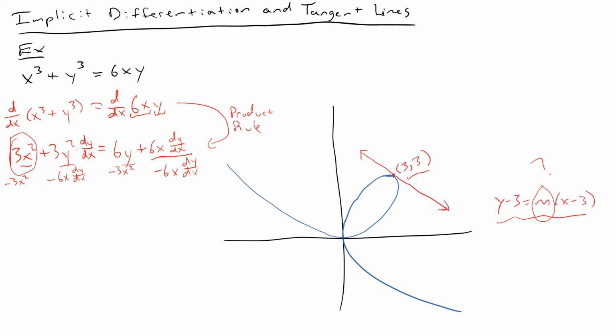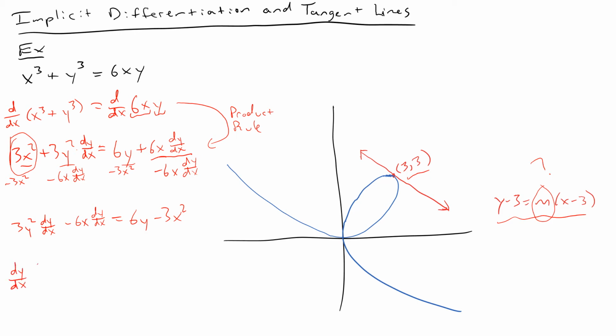And after doing all of the subtraction, what I have is 3y squared dy/dx minus 6x dy/dx equals 6y minus 3x squared. Now that both terms on the left-hand side have a dy/dx in them, I can factor that common piece out.